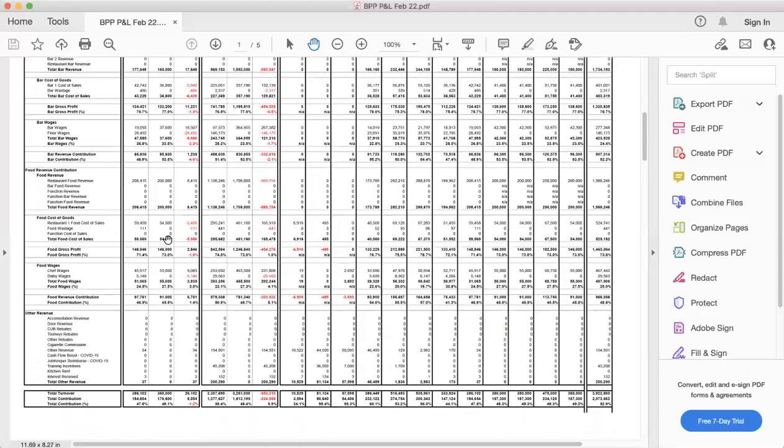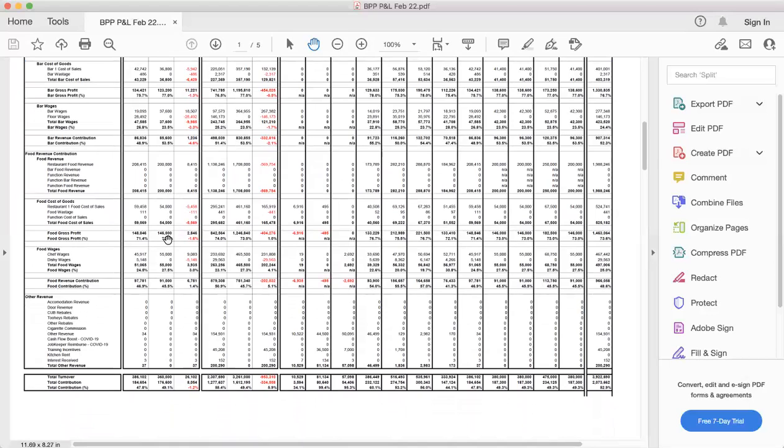We're now going to do the same thing for our food. So food revenue in this case was $208,000 against a budget of $200,000. So we're up by $8,500. Our food cost of goods was $59,000 against the budget of $54,000. So again, we have overspent, but with an increase of $8,500 in revenue, you would expect to see this. When we convert that to a food gross profit, it means we're looking at 71.4 against a budget of 73. So we're down by 1.6.